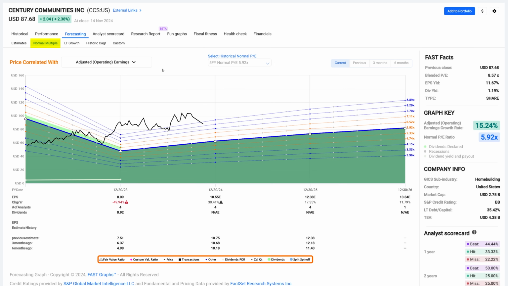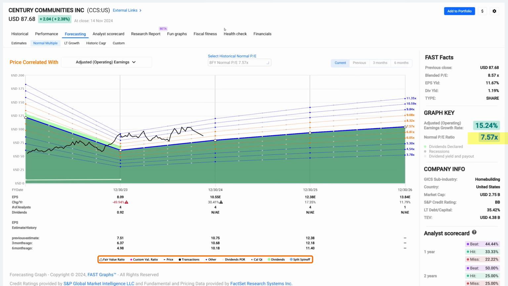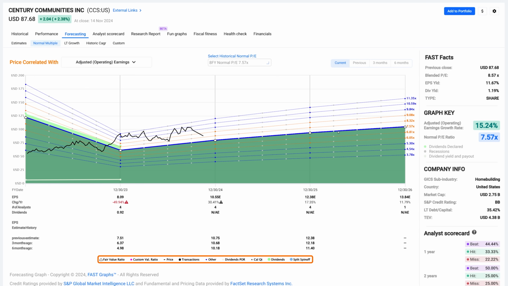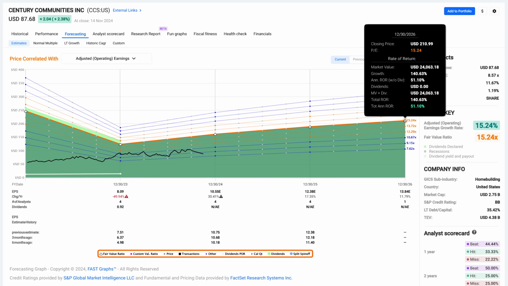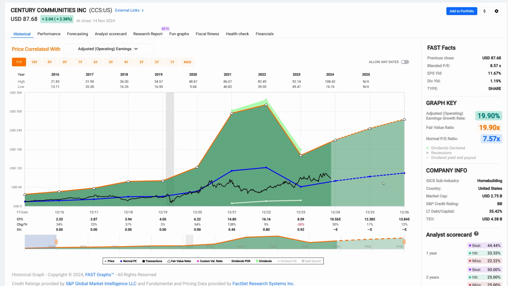So if I go into the normal multiple here and I use the drop down and ignore the last 5 years, and I come up with a 7.57 multiple, which is relatively normal, then this stock does give us a reasonable chance to make a decent rate of return going forward. But the point I'm getting at is I don't want to use the 15 multiple, which is what its growth rate would suggest, because that to me would be denying what history has shown us. And history has shown us that this is a low multiple stock. So anyway, that's Century Communities.